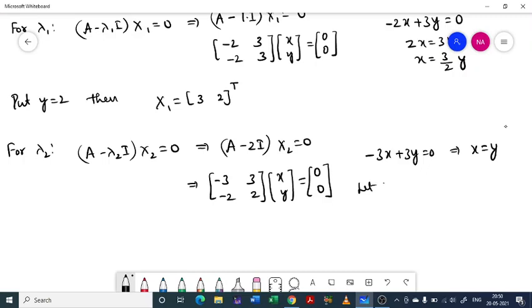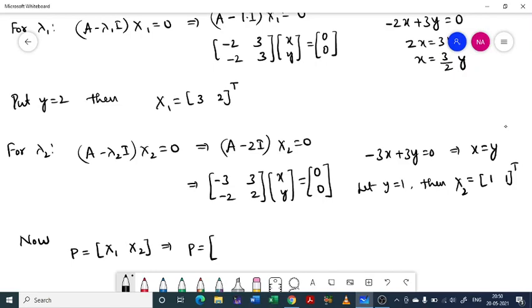Let y equal to 1. Then capital X2 will be (1, 1) transpose. Now P equal to, it is first column x1, second column x2. That implies P will be first column 3, 2, second column 1, 1.